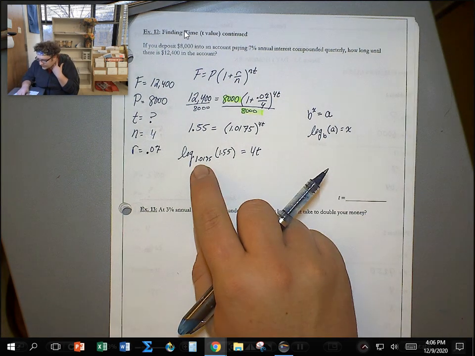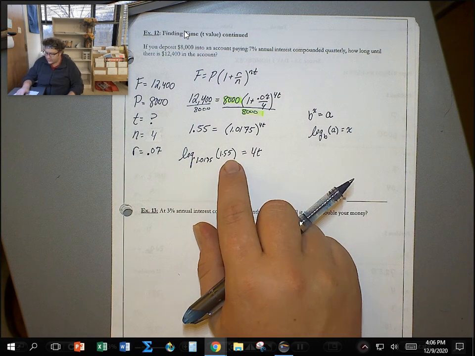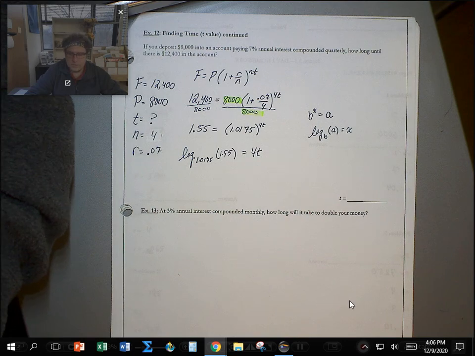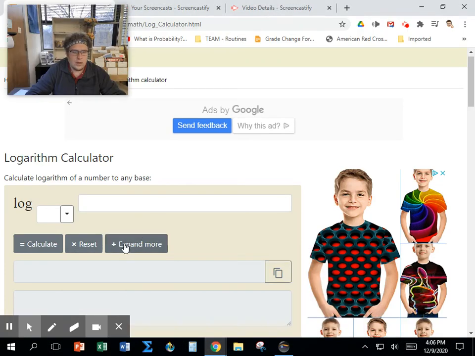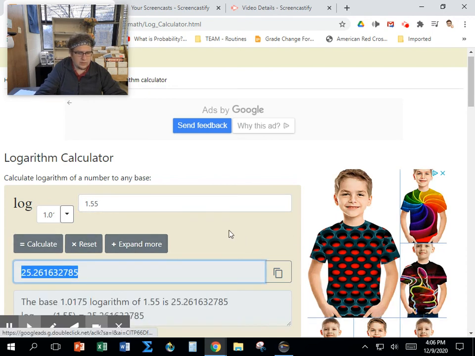So 1.0175, and the answer was 1.55. Now we're going to go back to the logarithm calculator. So let's get out of here. Go back to the logarithm calculator. And we said that the base was 1.0175. And then we put in 1.55. And we're going to hit calculate. So we get that answer right there of 25.26.